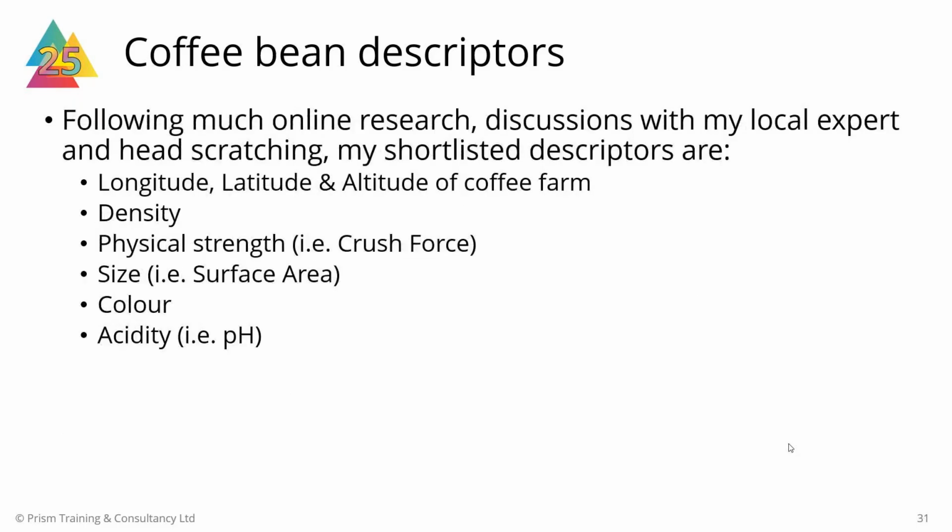So there was a lot of Googling, a lot of discussion with my contact at the Coffee World. And this is what I settled on as my list of things that I wanted to be able to include as factors. So I thought longitude, latitude, that's a good way to numerically describe where in the globe a coffee comes from. Altitude, well, that's obviously a nice easy number. How high is the farm where the coffee is grown?